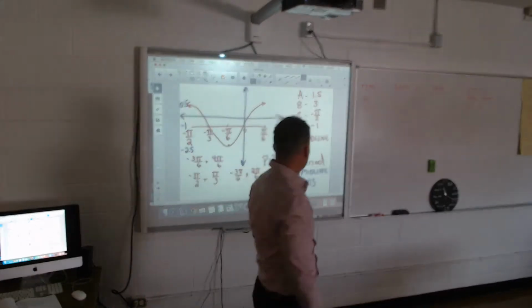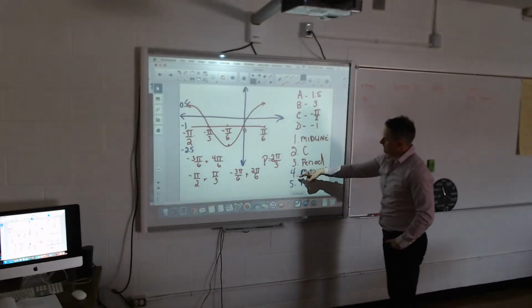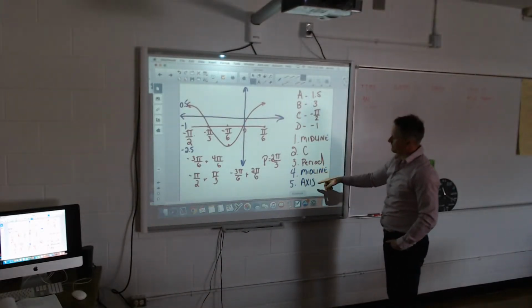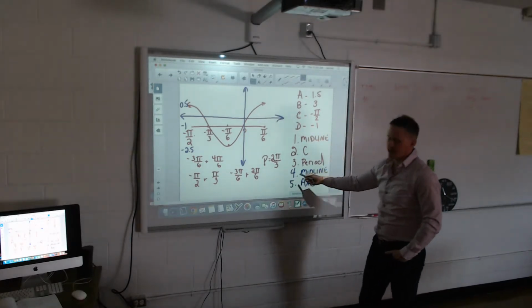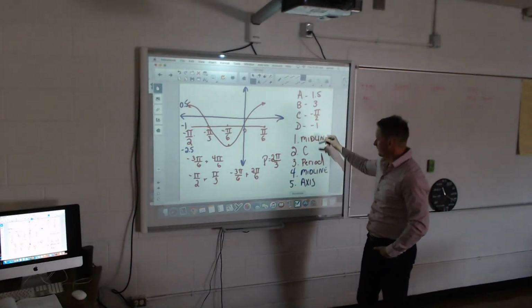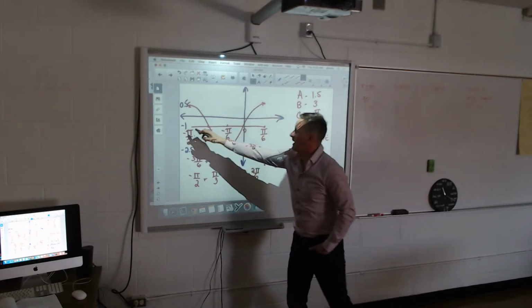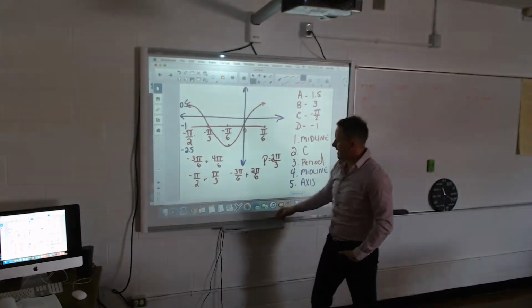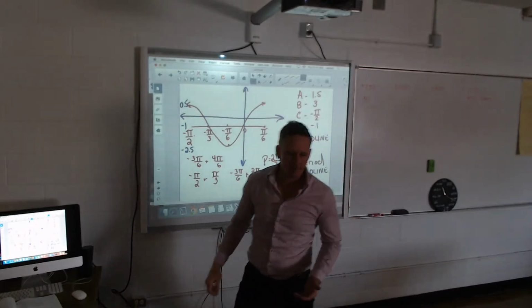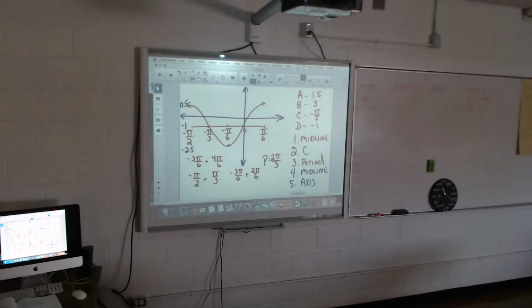Now the key to this is doing the midline, my C value, my period, the midline. I could have done this without doing it a second time. I could have just put my midline and then put my value in, my -1 right here. That's all that is. And then I label my axes. Now my axis is not that important when you're doing this. Okay?